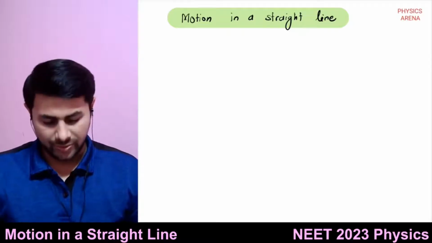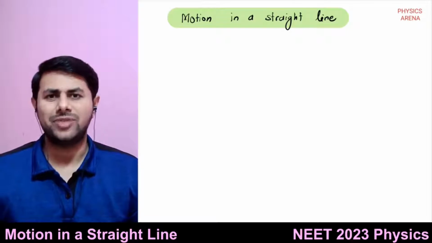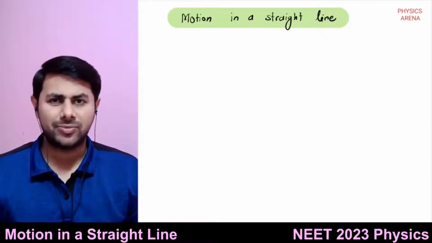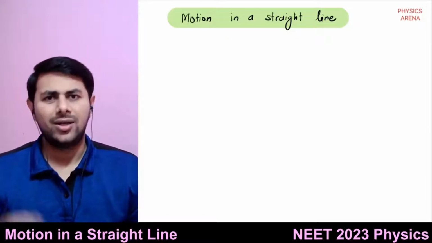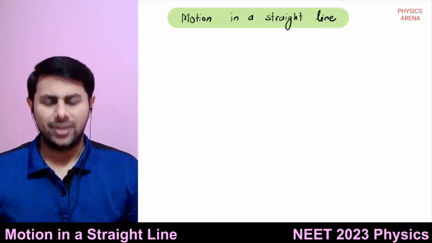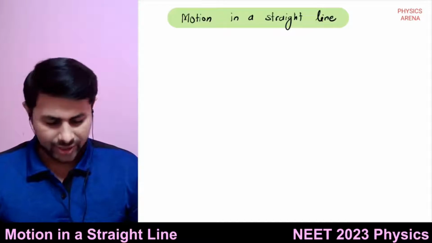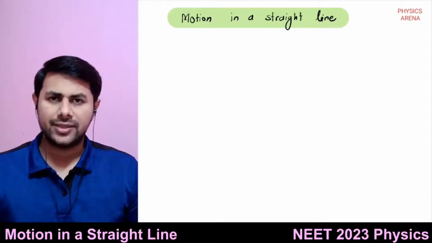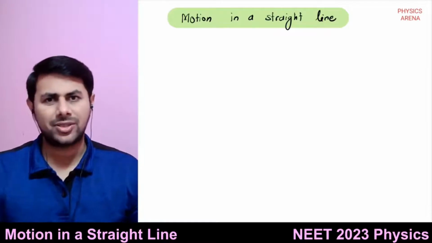Today we are going to start with motion in a straight line. So what is motion in a straight line? It's motion of an object, or a particle you can say, along a straight line. In this case, our object or particle is restricted to move in one dimension only.